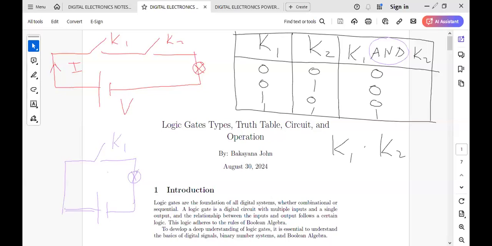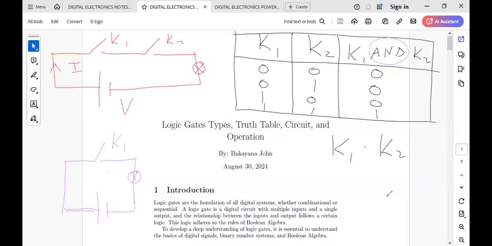Like I wanted to know if for the AND gate to be true. No, for the AND gate to be working, the two possibilities, K1 and K2, should be true for us to have the output to be one. Both the inputs should be one. Is that right? Yes, you are right. Okay, thank you, sir.